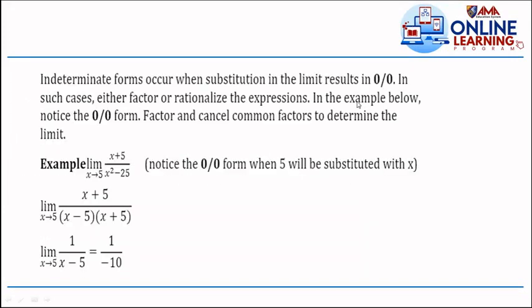Next, we have another example. Indeterminate forms occur when substitution in the limits results in 0 divided by 0. So, just like before, our numerator is 0 again and our denominator is 0 again. In such cases, either factor or rationalize the expressions. In the example below, notice the zero-zero form. Factor and cancel common factors to determine the limit. So we have an example here: the limit of x plus 5 divided by x squared minus 25 as x approaches 5 is 0 over 0.